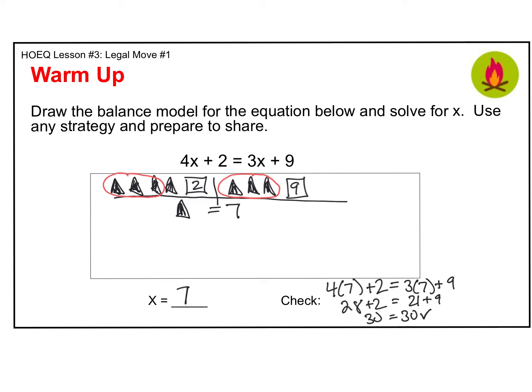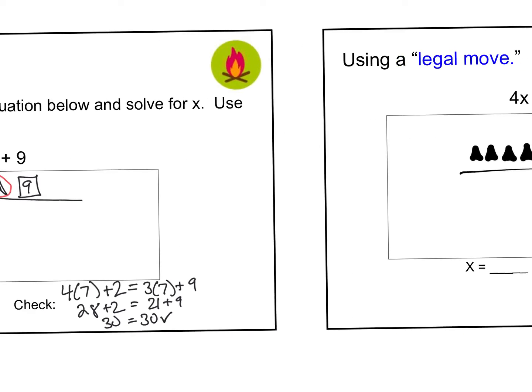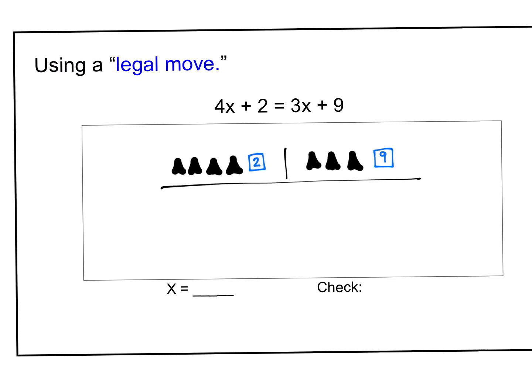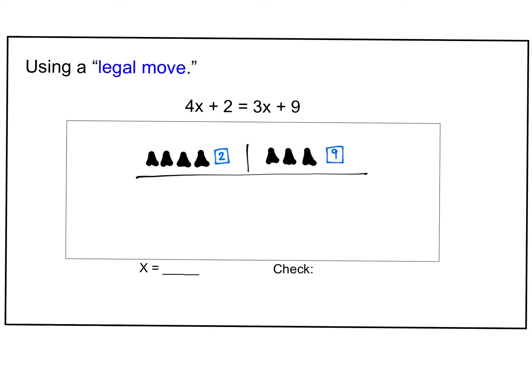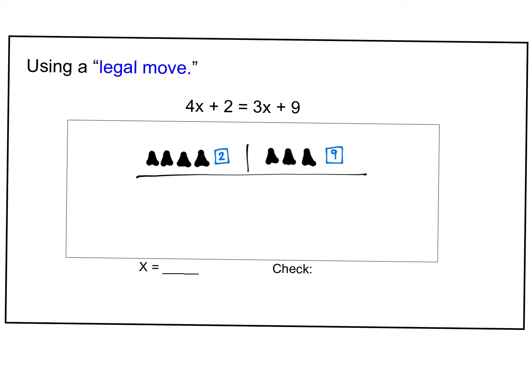What we basically did here is we have just discovered or kind of looked at what we consider in hands-on equation to be a legal move. So a legal move is something that we can do because it will always keep our equation balanced. So in this case, our legal move would be taking off equivalent values from each side. In this case, we were taking off 3 triangles from each side.